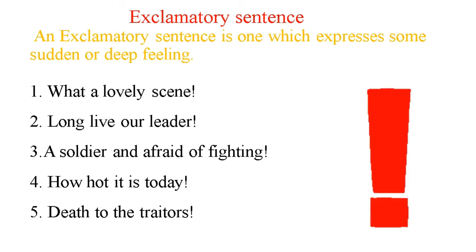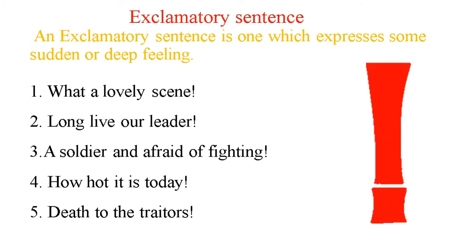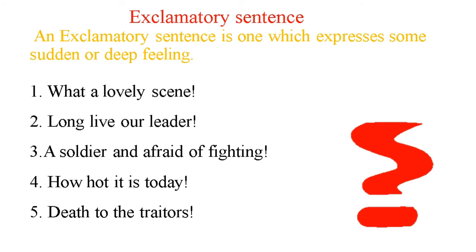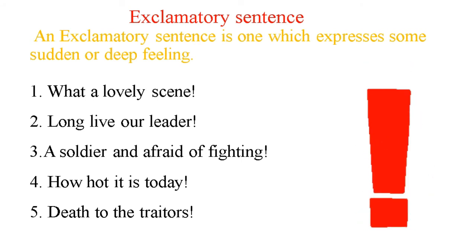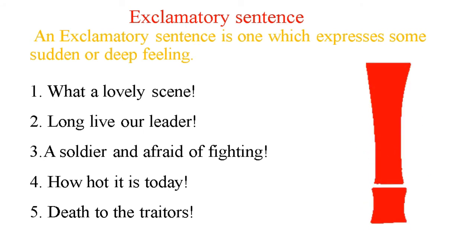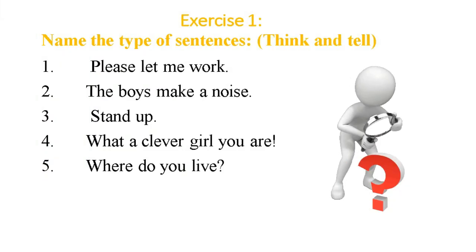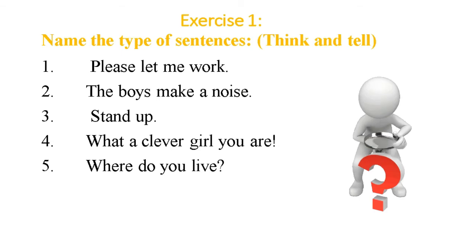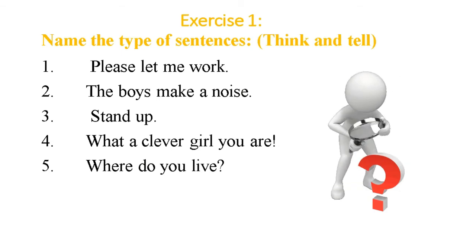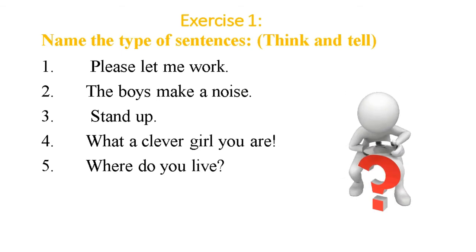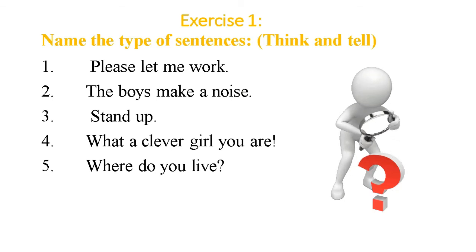So, these are the 4 types of sentences which we had done. First one was the assertive sentence, second one interrogative sentence, third one imperative sentence, and fourth one is the exclamatory sentence. Now students, we'll practice these types of sentences. You have to find what type of sentence is given in the exercise 1. So exercise 1. Name the type of sentences. Think and tell. I'll give you 10 sentences and then we will discuss what type of sentence they are.